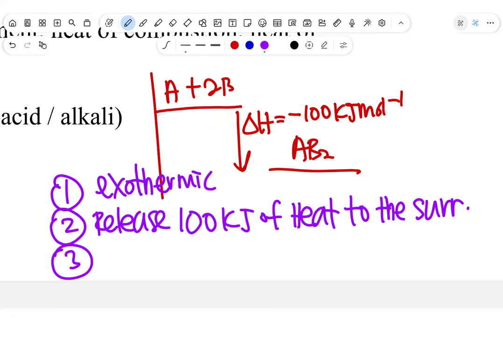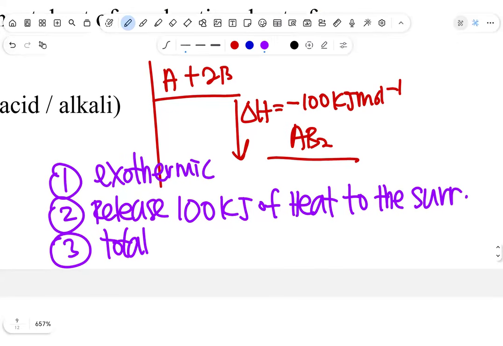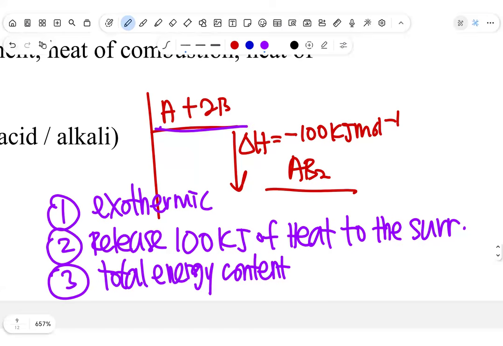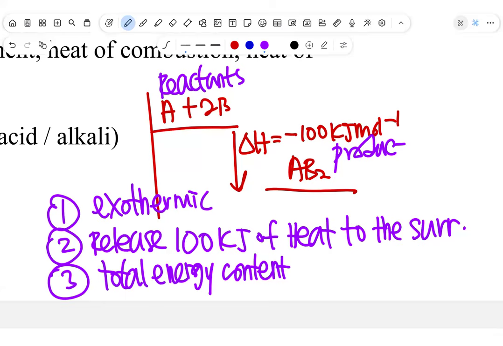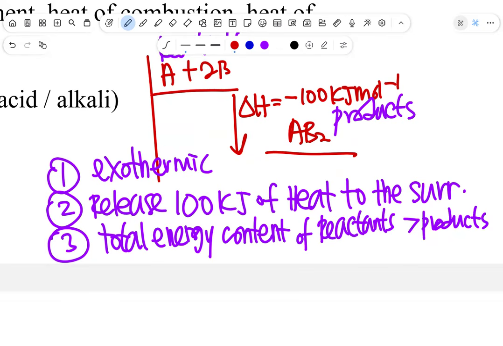From the energy level diagram, you can look at the staircase, which staircase is higher and which is lower. They tell you the total energy content, who has more energy. The first staircase is the reactant, the second staircase is the product. So you can see which is higher or lower. The total energy content of the reactants is more than the total energy content of the product. So these are the 3 pieces of information you can get from the energy level diagram.